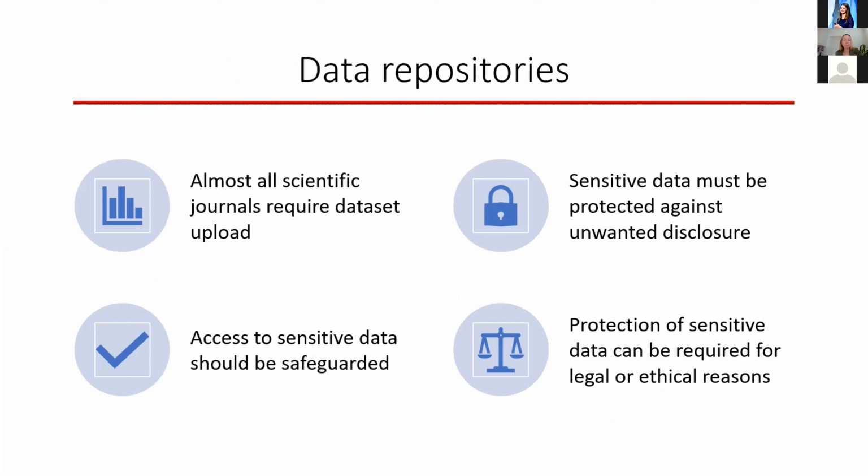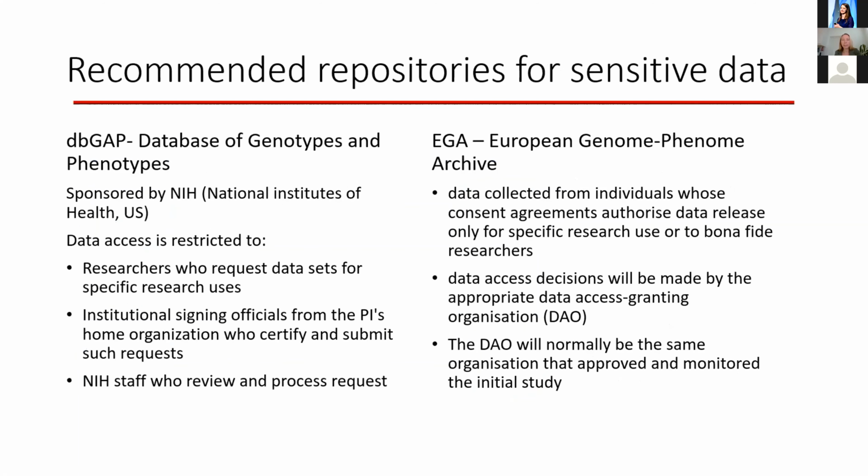Data repositories: almost all scientific journals require dataset upload if you're going to publish. Sensitive data, like genetic data, must be protected against unwanted disclosure. The access to sensitive data must be safeguarded, and protection of sensitive data can be required for both legal and ethical reasons. Therefore, there are recommended repositories for sensitive data, which limit the access of data.